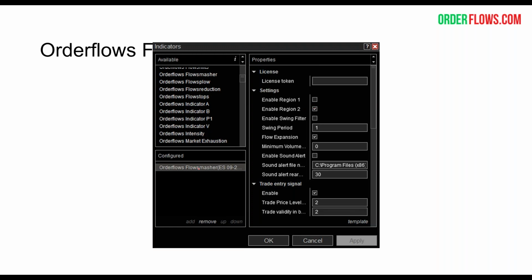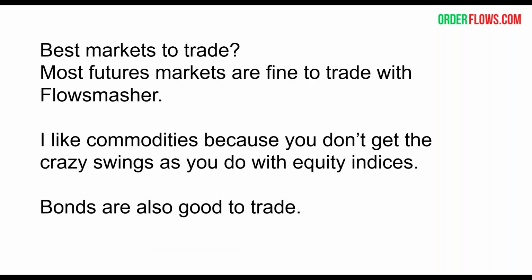So you just add it again, and you'd have one showing just region one, another one with region two, and you just change the colors, okay? But when I get to the actual charts, it'll all make sense.